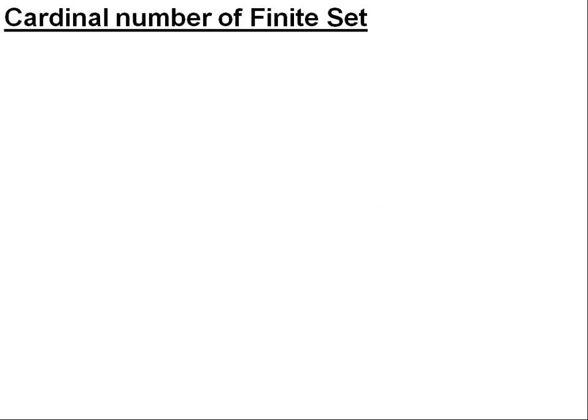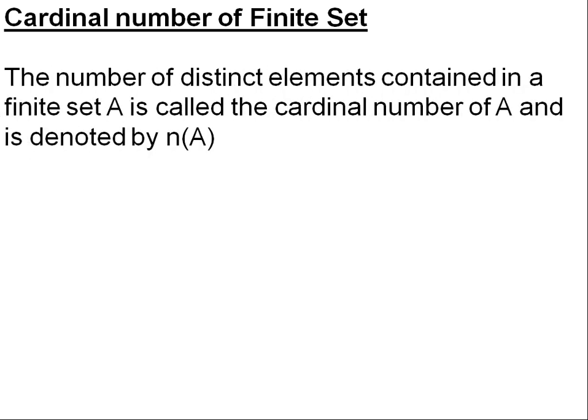The next thing that we are going to talk about is the cardinal number. The cardinal number is actually the number of distinct elements which are contained in a finite set. Why am I saying finite set? Because in an infinite set we cannot count the number of elements, but in a finite set we can actually have the count of the number of elements. So this count of the number of elements is actually the cardinal number. So whenever we talk about a cardinal number, it will surely be of some finite set.